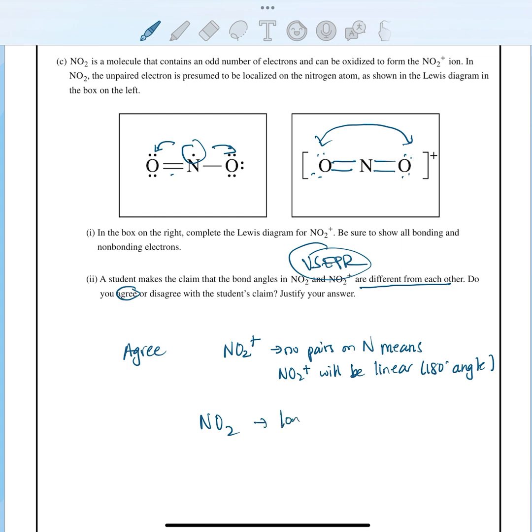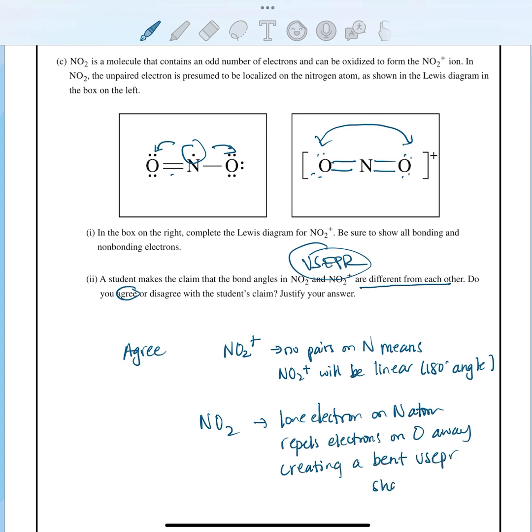So we're going to say lone electron on nitrogen atom repels electrons on oxygen away, creating a bent VSEPR shape. Hopefully that makes sense, and you can watch the next video for the next question.